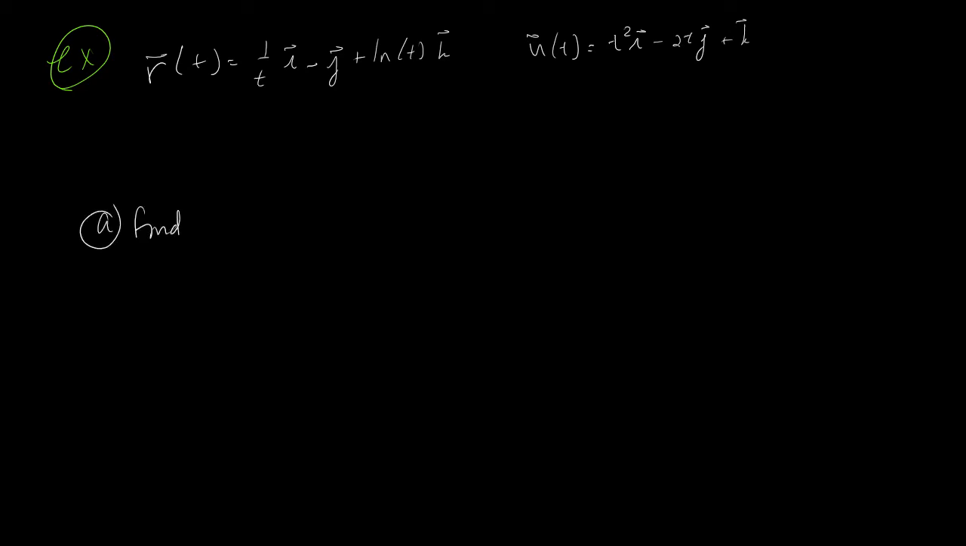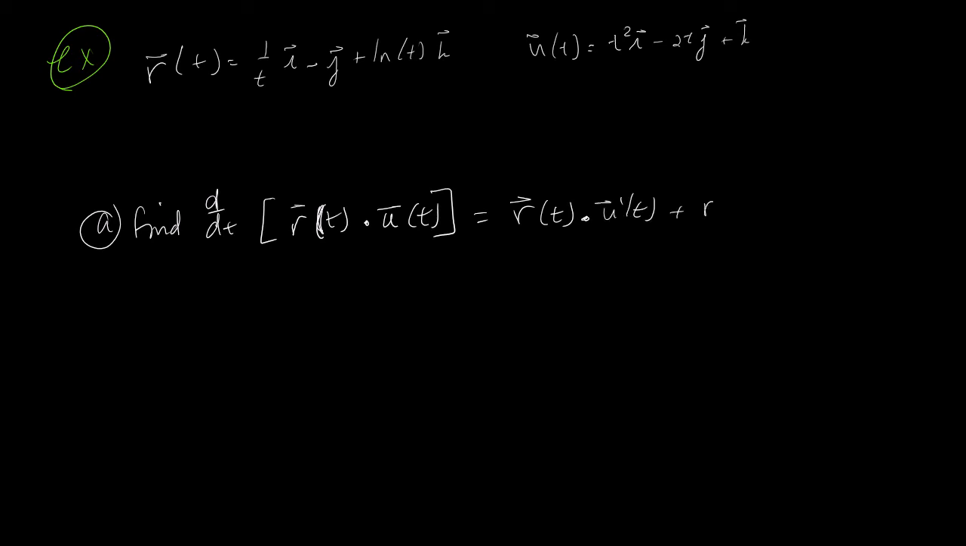Let's find d by dt of r of t dotted with u of t. Okay, so the formula for that tells us that this is going to come out to be r of t dotted with u prime of t plus r prime of t dotted with u of t. So we're going to need to know what is u prime and what is r prime. So let's go ahead and find those right quick.